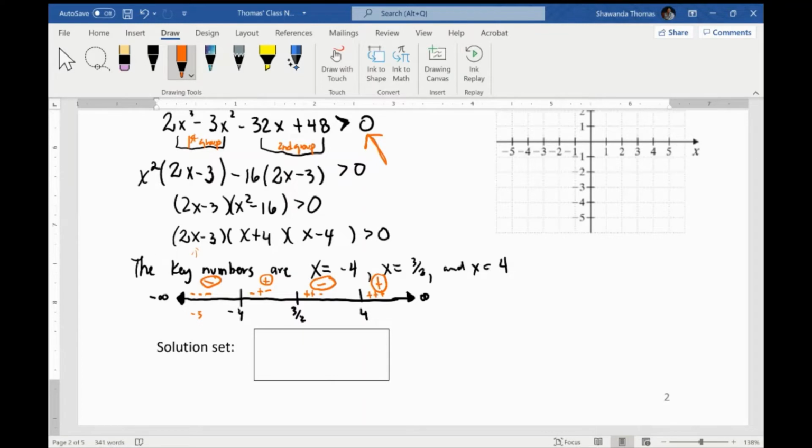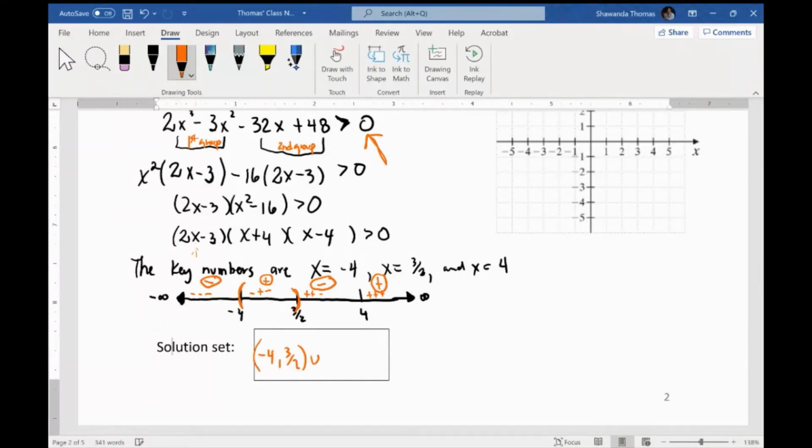Tell me the intervals where it's positive. We're looking at the key numbers now. Is it -4 to 4? Okay, positive, guys. There are only 2 intervals up here that are positive: 4 to infinity and -4 to 3/2. Actually, -4 to 3/2 is negative right here, so we can't use that. Y'all see that, right? All right, so -4 to 3/2 is going to be a parenthesis because it's not equal.